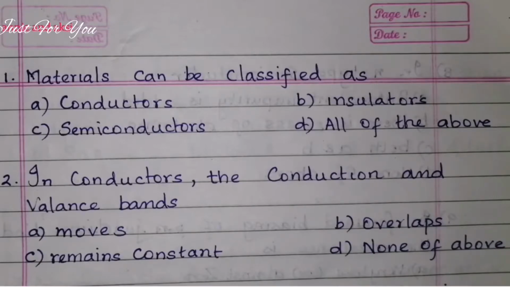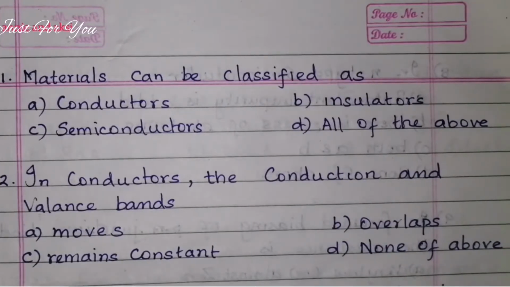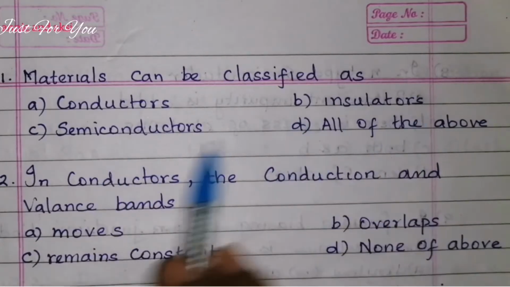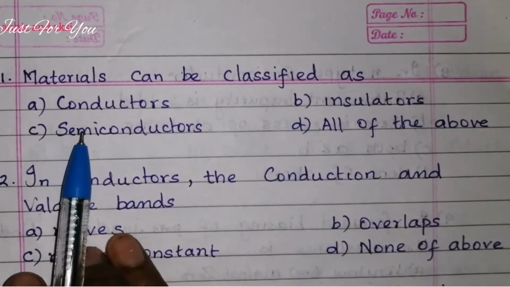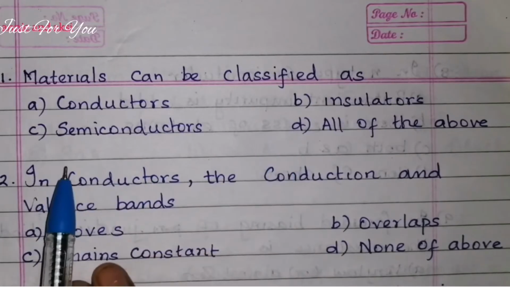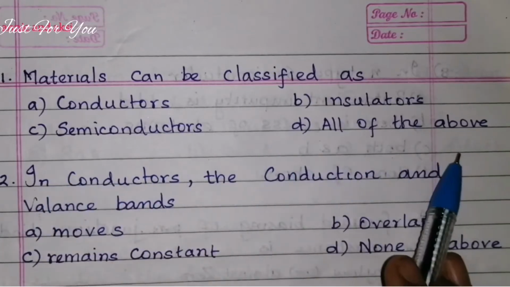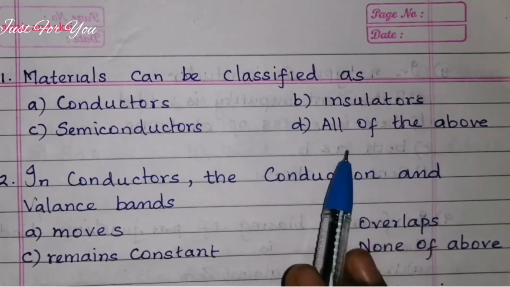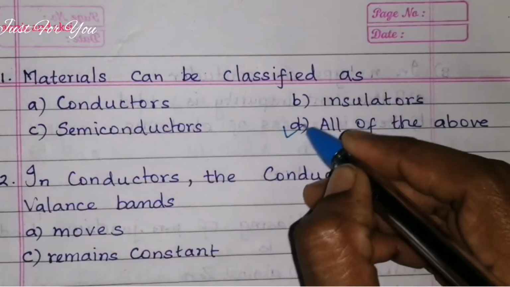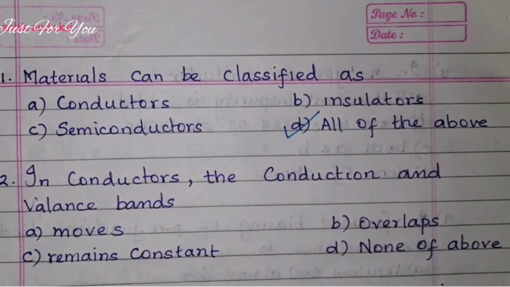First question is, materials can be classified as, options are A. Conductors, B. Insulators, C. Semiconductors, D. All of the above. The answer is D, all of the above. Materials can be classified as conductors, insulators and semiconductors.